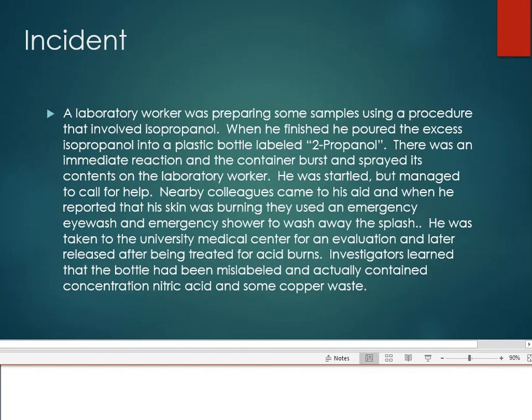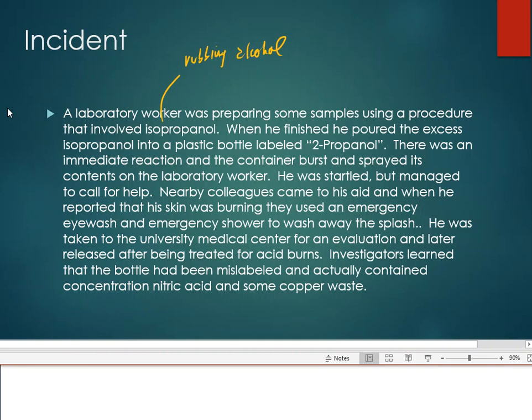So like always, I want to start off with an incident. And if we carefully dissect the incident that happens here, a laboratory worker was preparing some samples using a procedure that involved isopropanol. If you're not really in tune with some of the chemistry terms here, that's okay. What I would like to do is just review what isopropanol is, and this is nothing more than rubbing alcohol. That's all that it is.